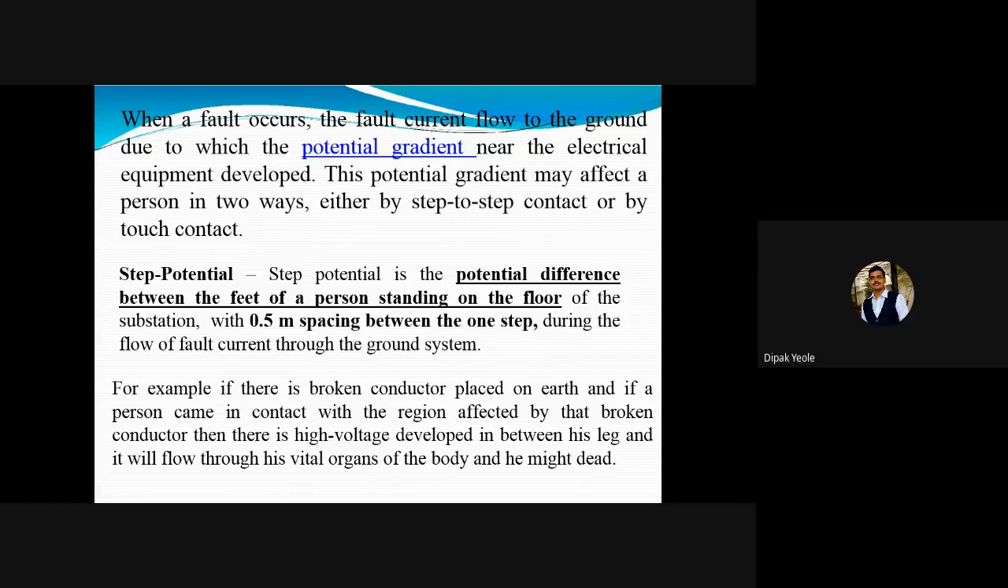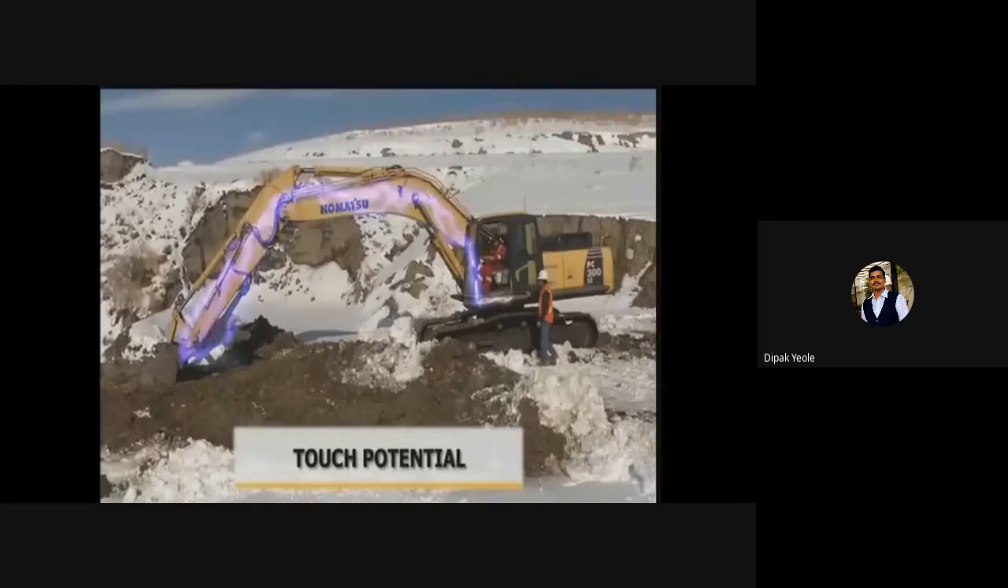What is the spacing between the two steps? 0.5 meter. Now if we are interested in the touch potential, you have to visualize this diagram in front of you, and then you can write. Let's say there is construction work going on, and here a power cable is available, and this JCB is digging, some maintenance work. That person doesn't know that there is a cable, so he accidentally touches that particular cable.